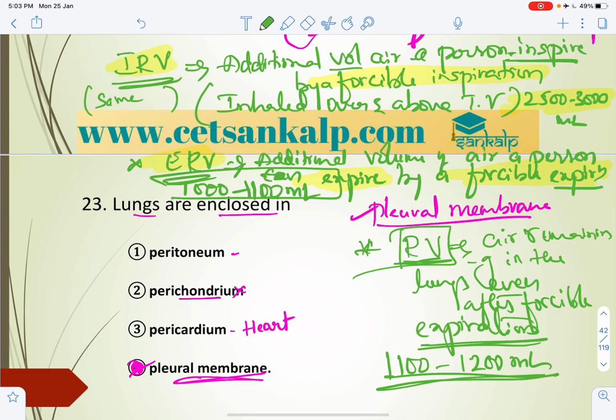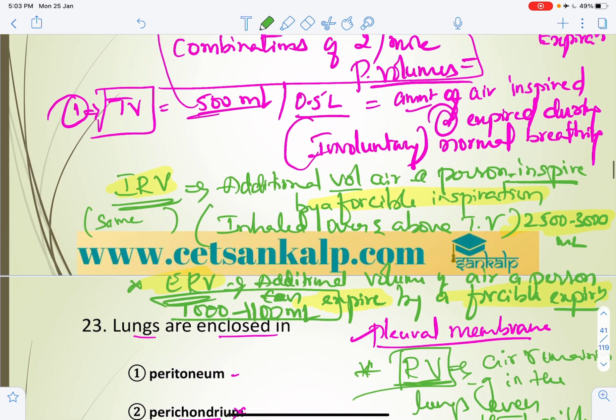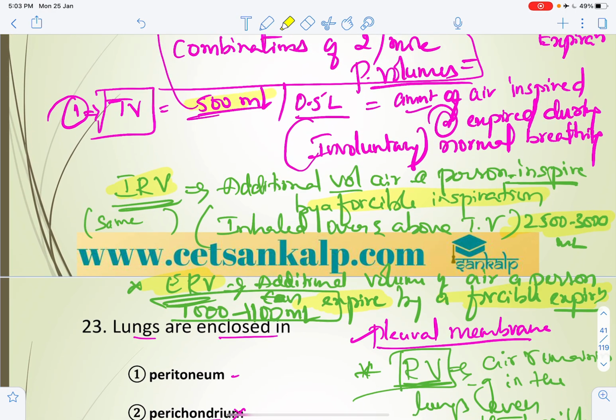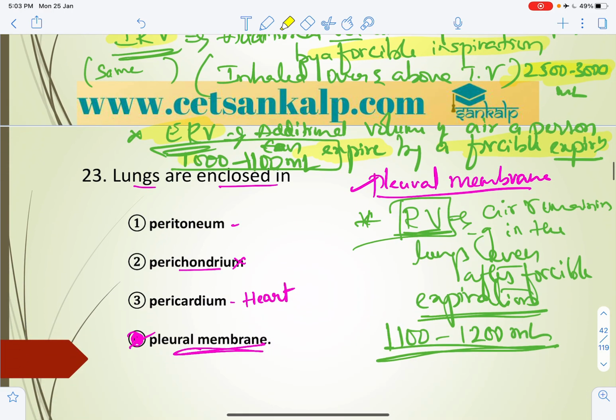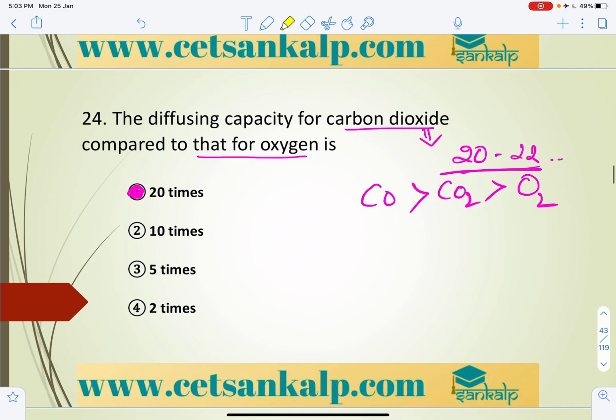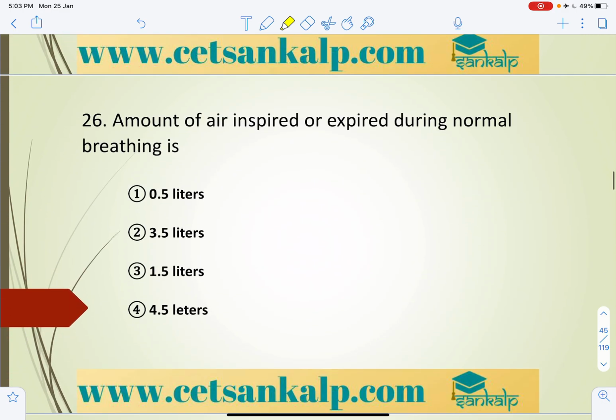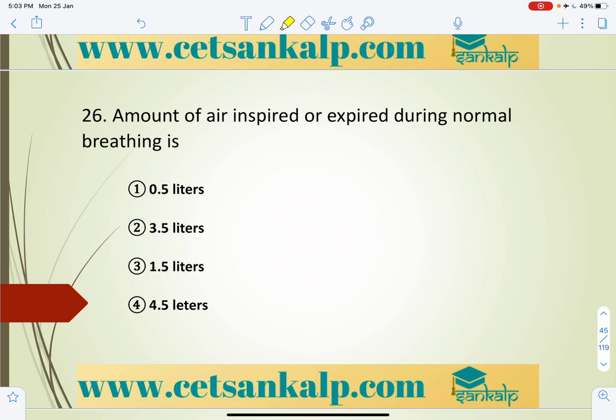Keep it in mind, these volumes are very important. Let me repeat once again. Tidal volume 500 ml, IRV 2500 to 3000 ml, ERV 1000 to 1100 ml, and then the residual volume 1100 to 1200 ml. Let us take some questions related to this, right? As we all discussed the volumes, later we can take the capacities.